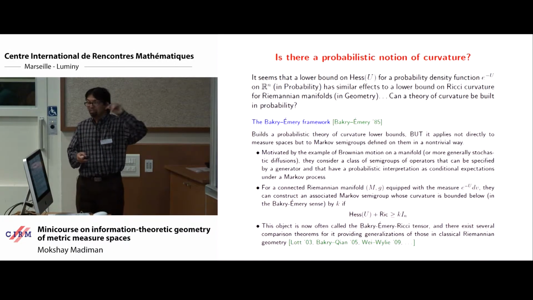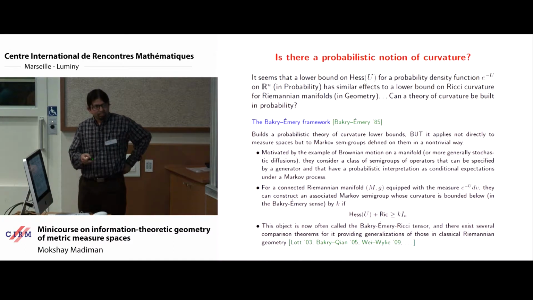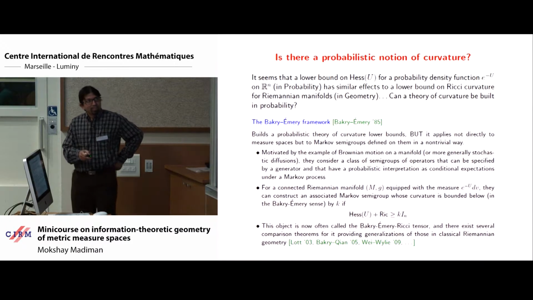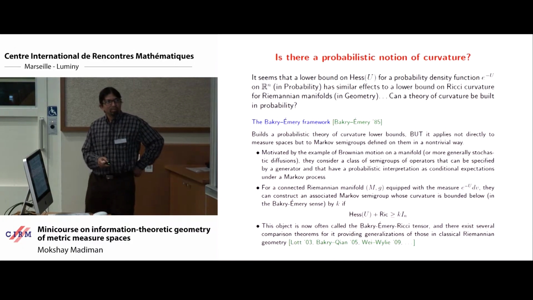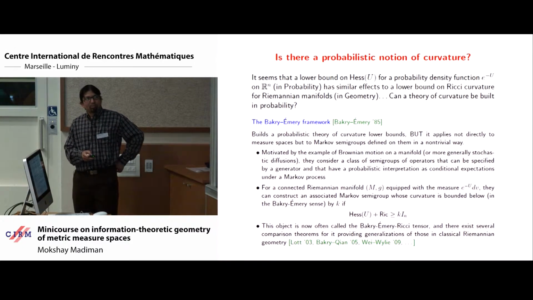I haven't told you what this is, but let's just take it on faith. We say that this has curvature bounded below by k in this sense if the Hessian of u plus the Ricci curvature of M is bounded from below by k times the identity at every point. Okay, so what plays the role of curvature for weighted manifolds is the Hessian of u plus the Ricci curvature.